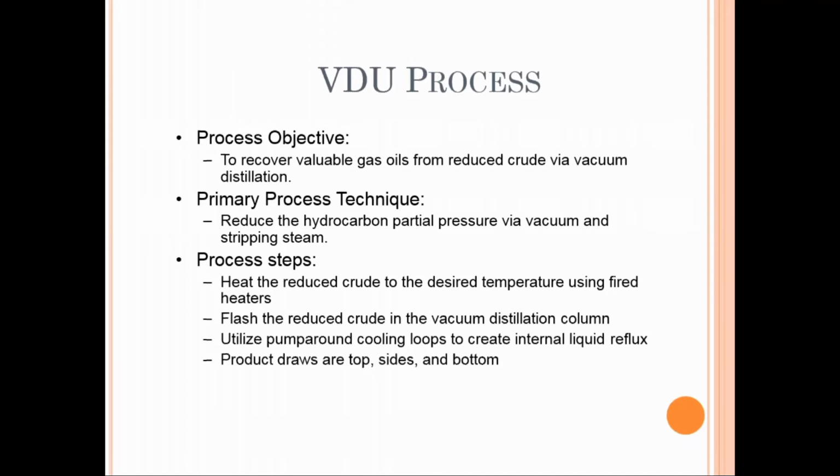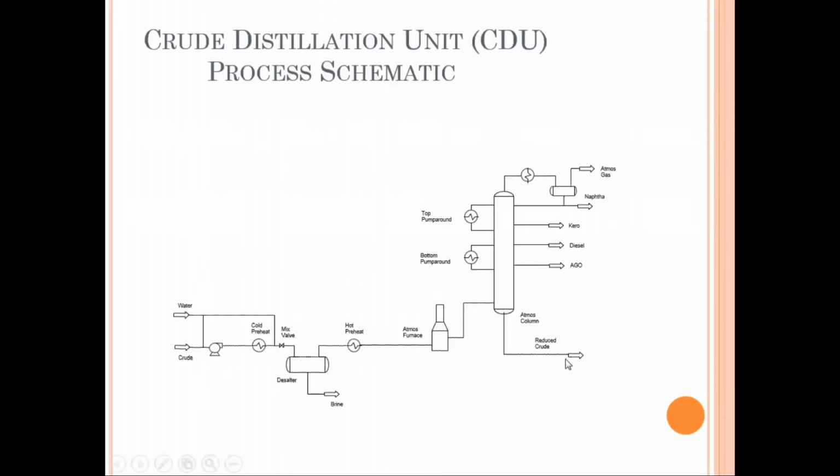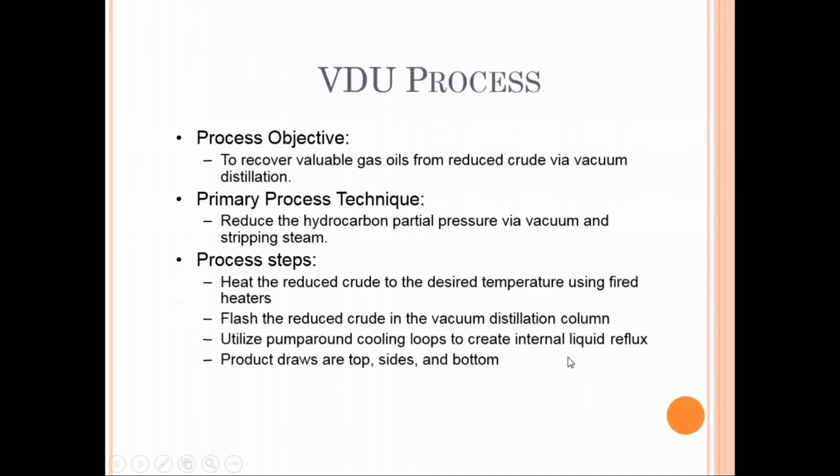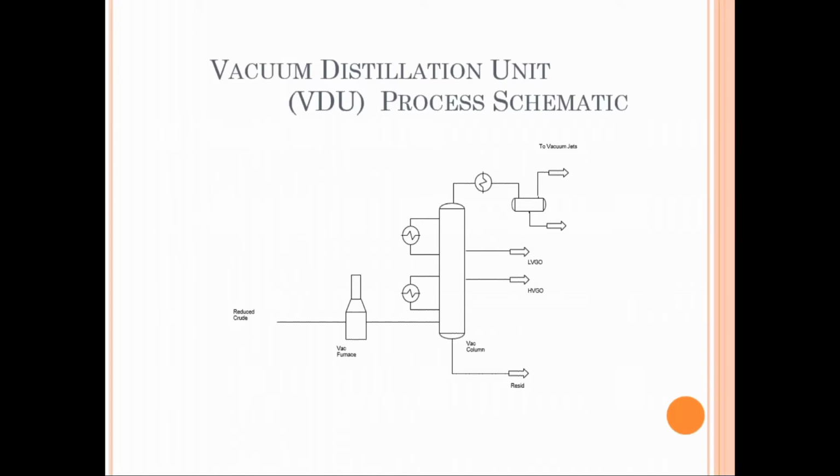The first thing is that we heat that reduced crude to the desired temperature using fired heaters. So that reduced crude here is heated to a desired temperature using a fired heater. You are going to see the diagram or the schematic very soon. Then we flash that reduced crude in a vacuum distillation column. We utilize pump-around clean loops, the same thing, and products are drawn from the top, side and bottom. Just the same thing that happens in your fractional distillation column. The same kind of process will happen in the vacuum distillation column. So this is what it looks like.